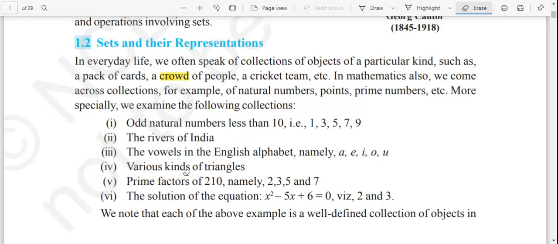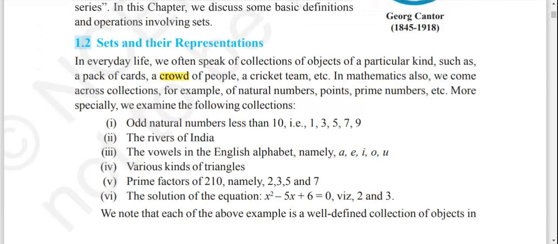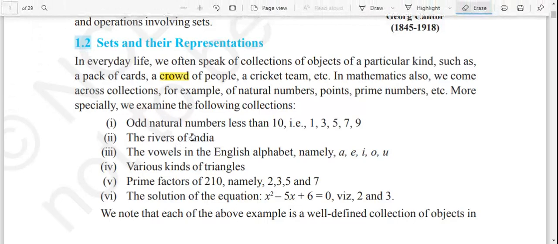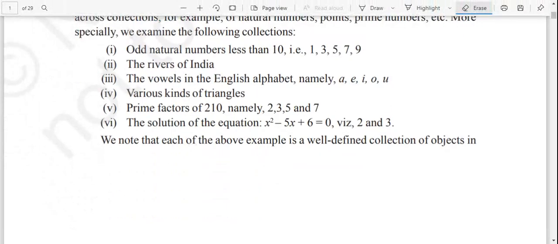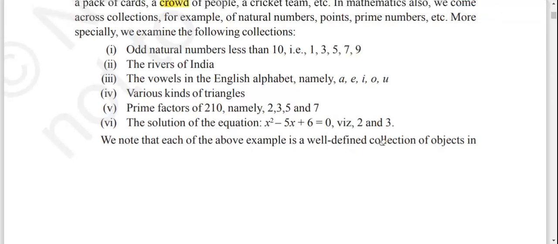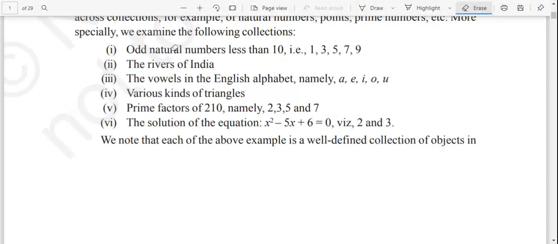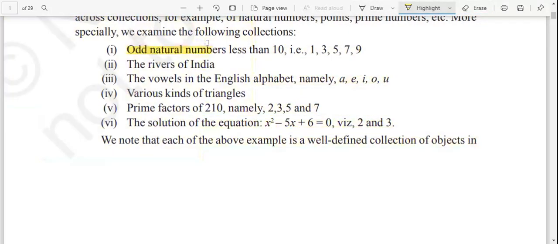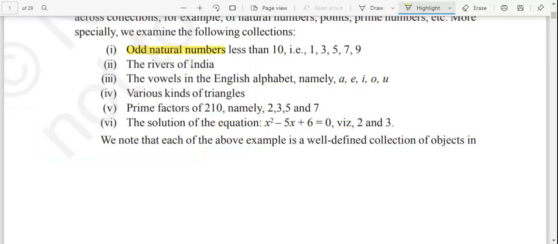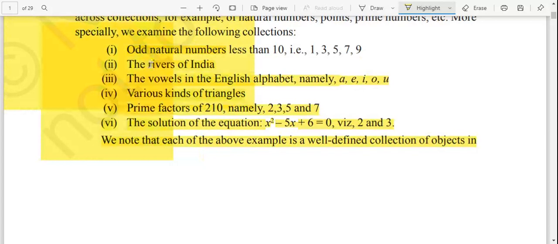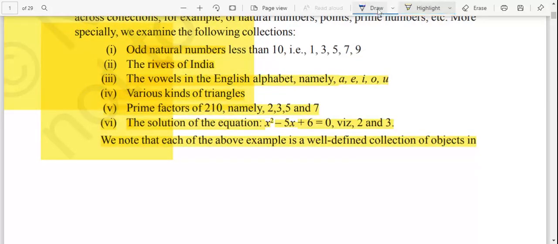In the third one, we have been given vowels. In the fourth one, various kinds of triangles. We know that we have different types of triangles: scalene, isosceles, equilateral, and right angle. Then after that, we have prime factors up to 10. Now, these are the sets. Now we know that each of the following examples is a well-defined collection of objects, defined with fixed objects. If you look at the first example, it has been given odd natural numbers. Then if you look at the second, it has been given a common name, that is rivers.